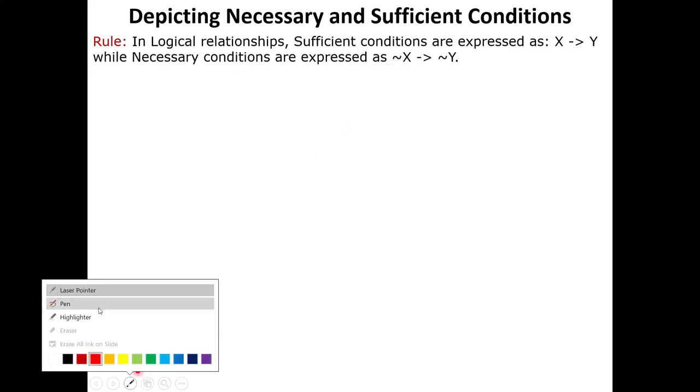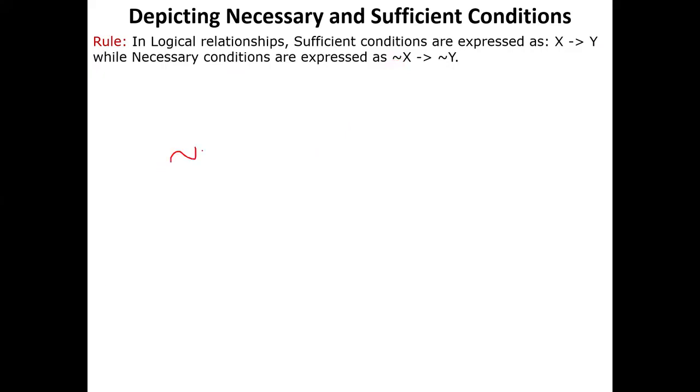This is how logical relationships are depicted. So friends, in logical relationships, sufficient conditions are always depicted as if X, then Y, while necessary conditions are depicted as, what is this? Can someone tell? Not. Very nice. So please do remember that it's a very standard notation. This stands for not in logical relationships. So necessary conditions are expressed as: if not X, then not Y.